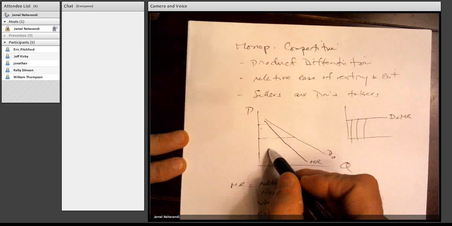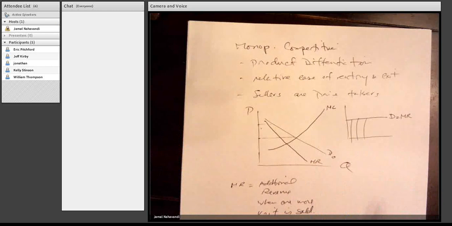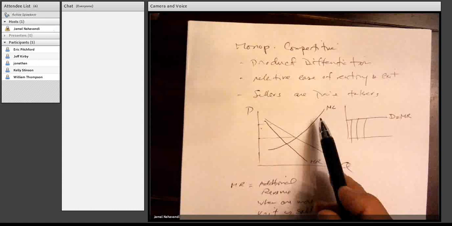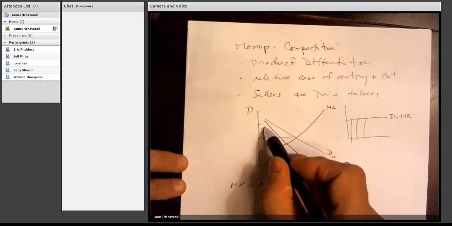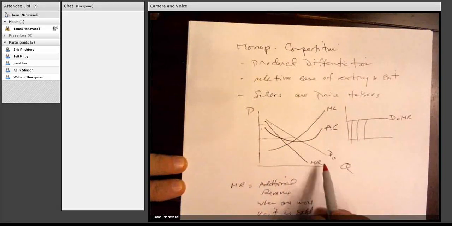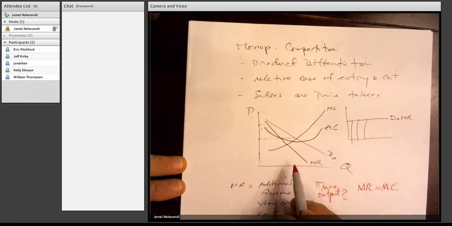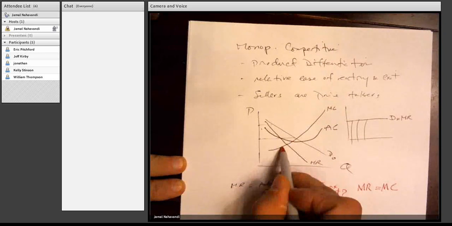In this case, you have also a marginal cost curve, the additional cost of producing one more unit. Obviously, it rises because resources become less productive as you try to produce more, and so marginal cost will rise. Then you have the average cost curve. Now the question is, how much do you produce for profit maximization? What is the rule? Well, the rule is you produce up to the point where additional revenue, marginal revenue, is equal to additional cost. So here, marginal revenue and marginal cost intersect.